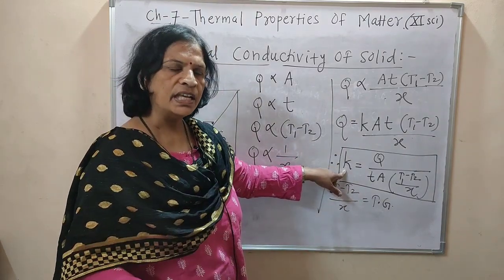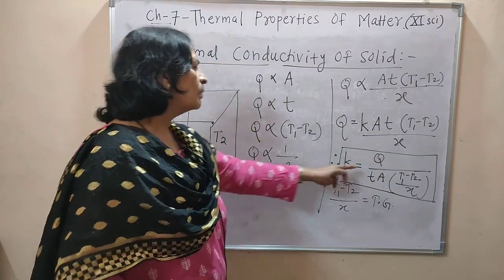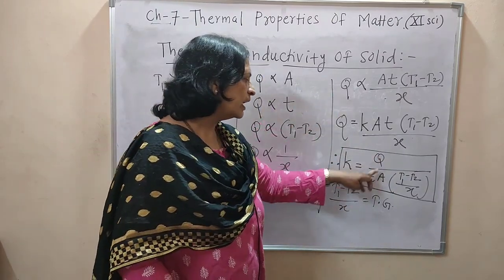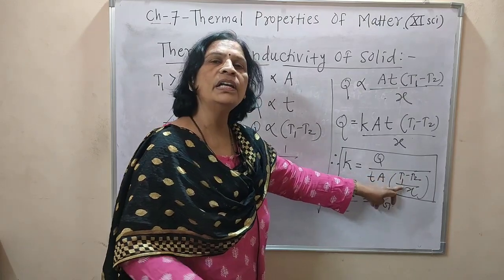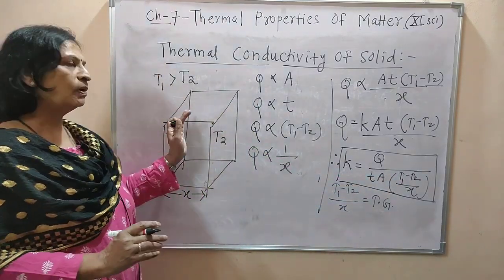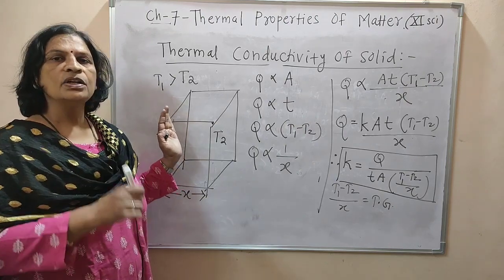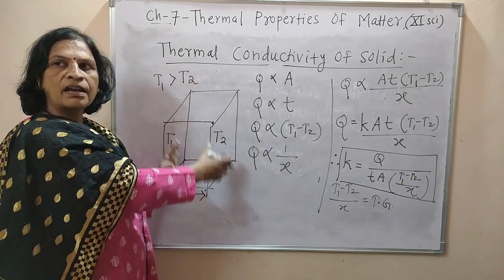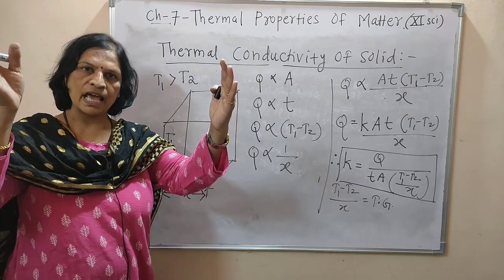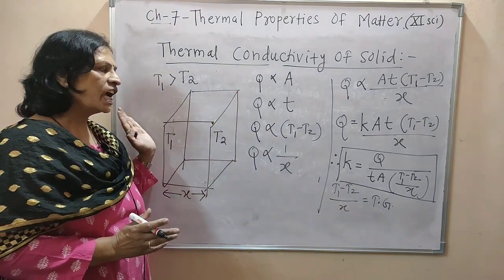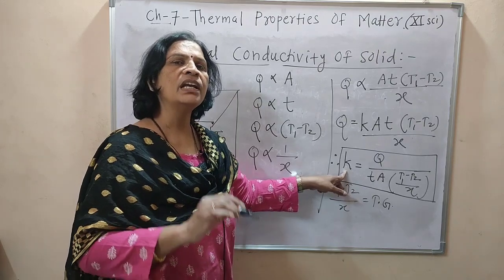Now from this formula we can define the coefficient of thermal conductivity. The coefficient of thermal conductivity of a solid is defined as the heat flow, Q, per unit time, because Q is the heat flowing in time t, per unit area, per unit temperature gradient, when the heat flow is at right angles to the faces of a thin parallel-sided slab of material. Here the slab of solid material has parallel faces, and the heat flows at right angles to them. Understood? And therefore this is the definition of the coefficient of thermal conductivity.